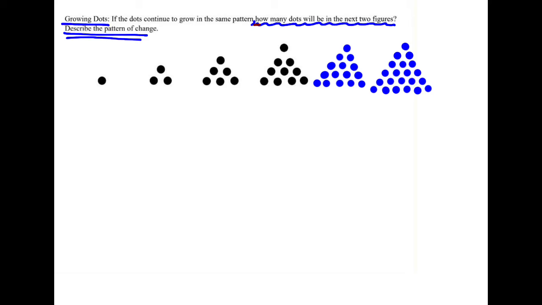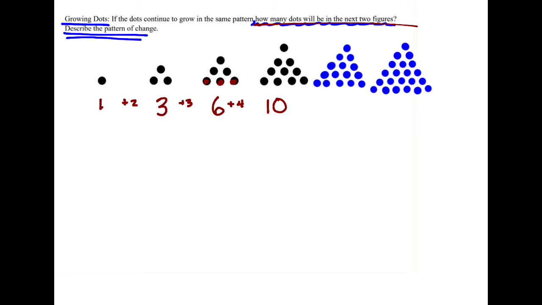Okay, so the question is, how many dots will there be in those 2 blue ones? So let's see what we have to begin with. So we had 1 to begin with, and now we have the 1, add 2 more. So we're going to add 2 here, and we get 3. And then we're going to add 3, so we get 6 because there are 3 in this bottom row, right? Then we're going to add 4 to get 10.